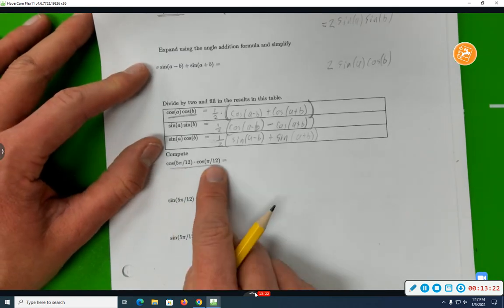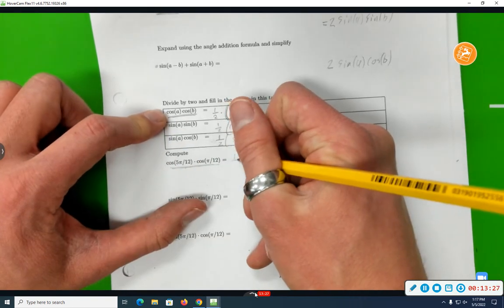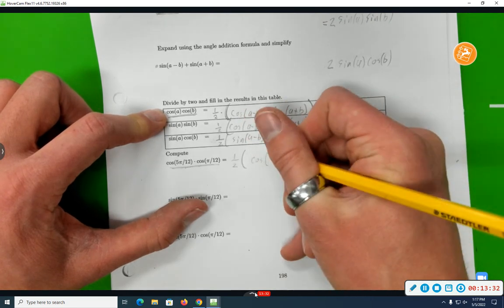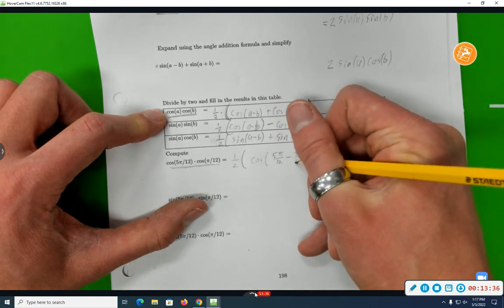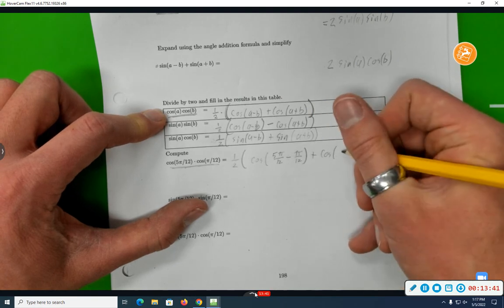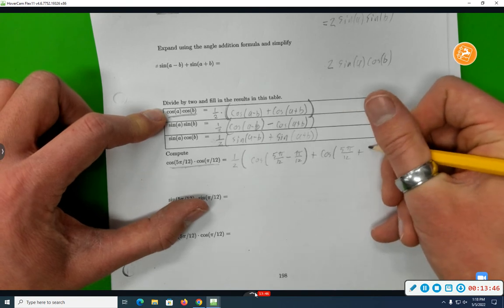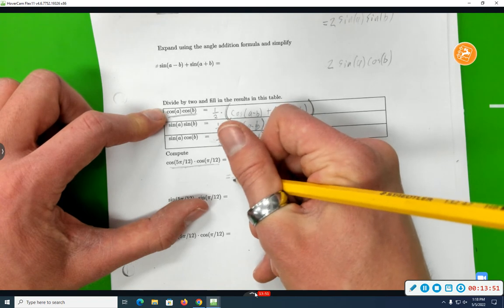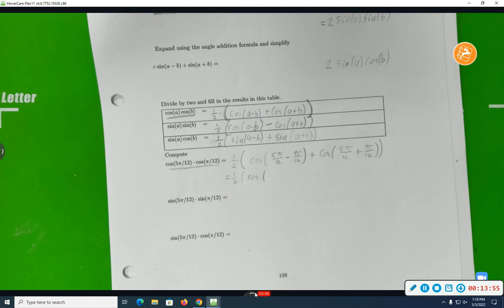So I see a cosine times a cosine. I should use this formula. This is the exact same thing as 1/2, big parentheses, cosine of the difference, 5 pi over 12 minus pi over 12, plus cosine 5 pi over 12 plus pi over 12. Let's try to compute that. So the 1/2 stays put. What's 5 pi over 12 minus pi over 12?